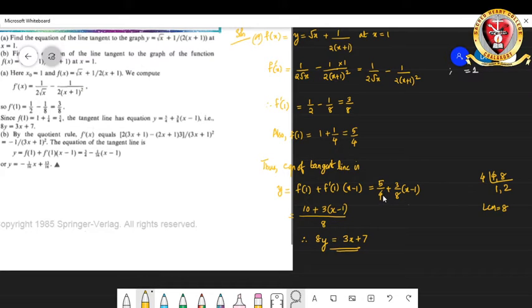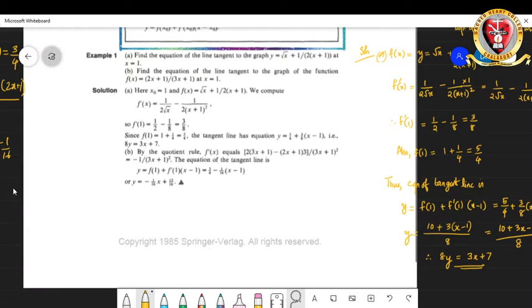So here it is 4. In order to make it 8, you have to multiply it with 2. So here also multiply it with 2. 5 into 2, so you get 10 here. 10 plus 3 into x minus 1. So in total you get y is equal to this. So cross multiply with this 8. So you get 8y is equal to 10 plus 3x minus 3. So you get 8y is equal to 3x plus 7. So that is the answer for the A part of question number 1.